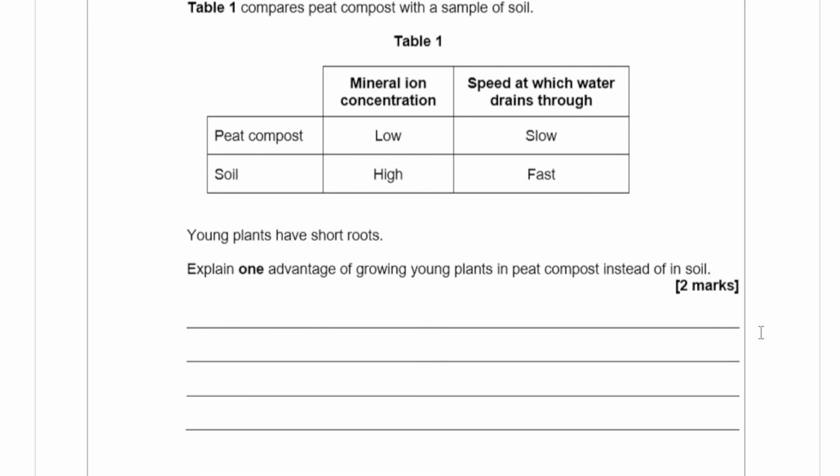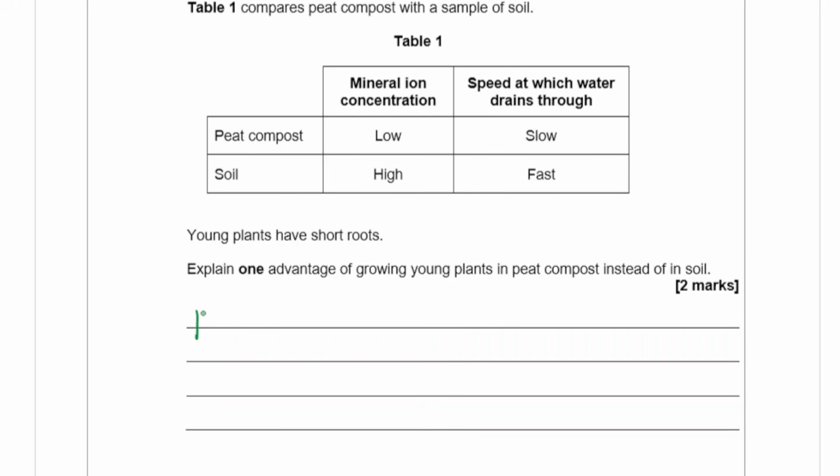Young plants have short roots. Explain one advantage of growing young plants in peat compost instead of in soil. Now, young plants will actually have their own, they don't really need a lot of mineral ions. But if they have short roots, they need water to grow. So by allowing the water to drain through slowly, it will give them enough time for it to absorb the water.